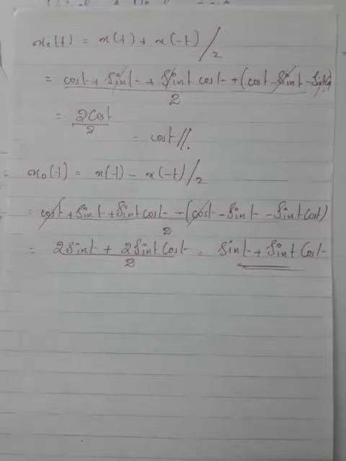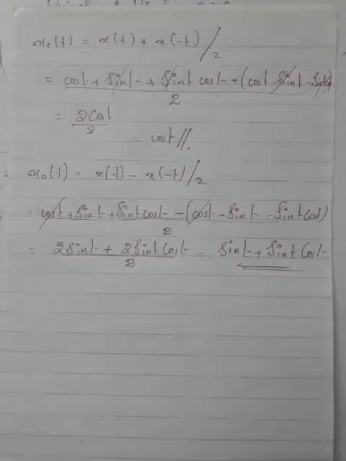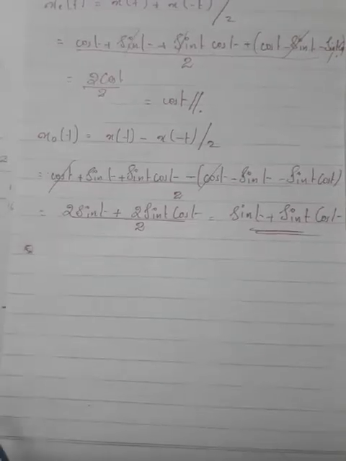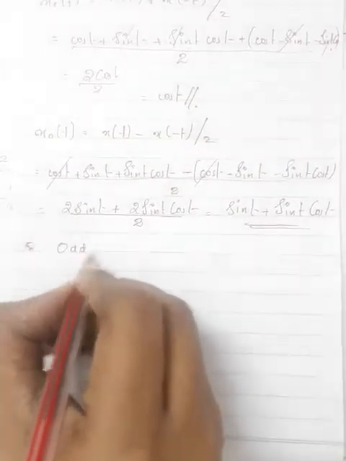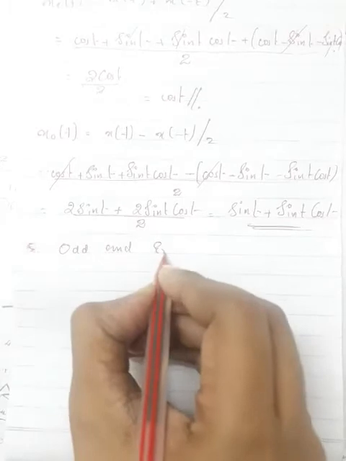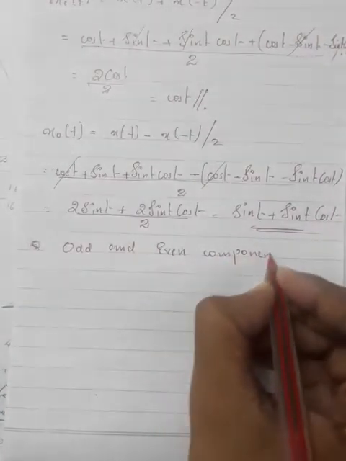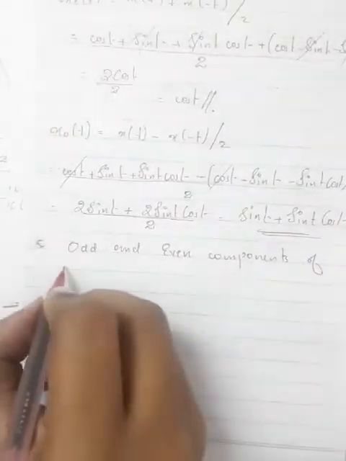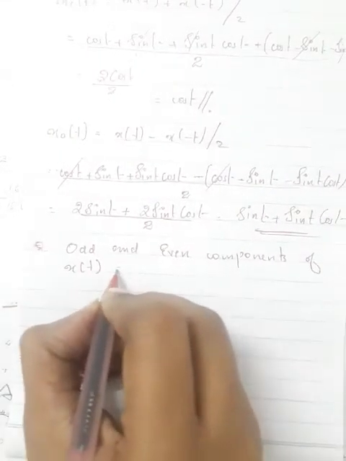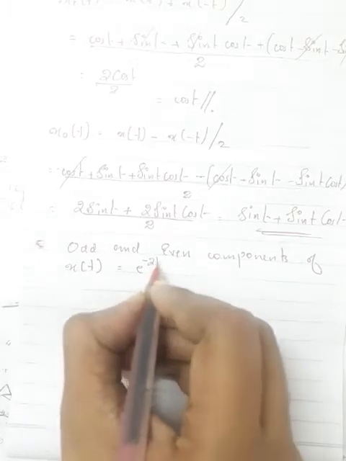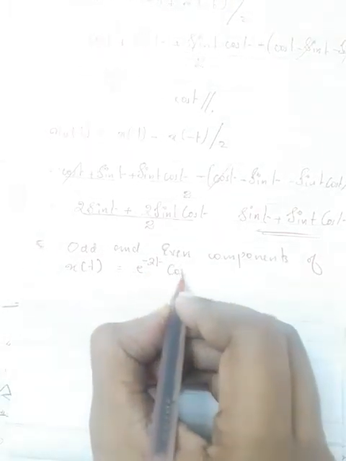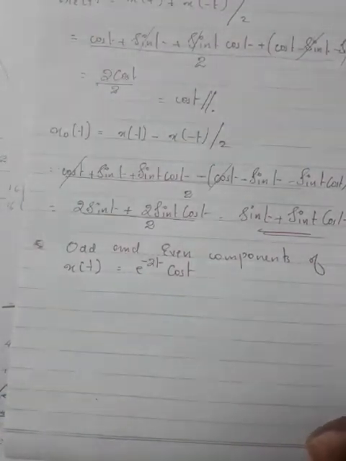Similarly, we can find the even and odd components of any given signal. So the next question is to find the odd and even components of x of t equal to e raised to minus 2t cos t. This is the next question.